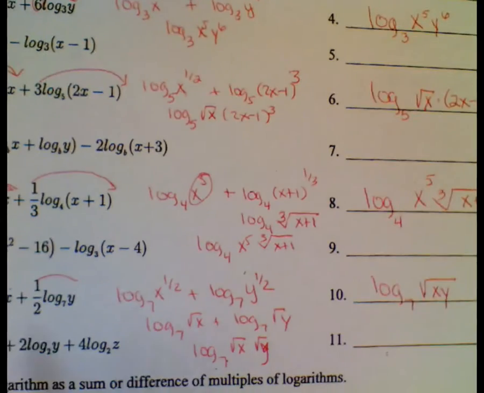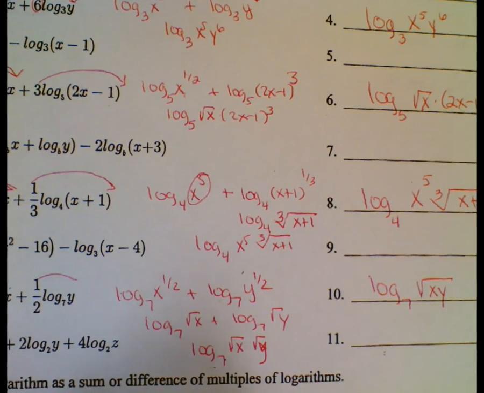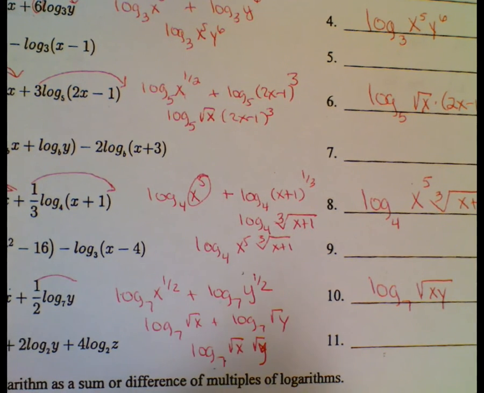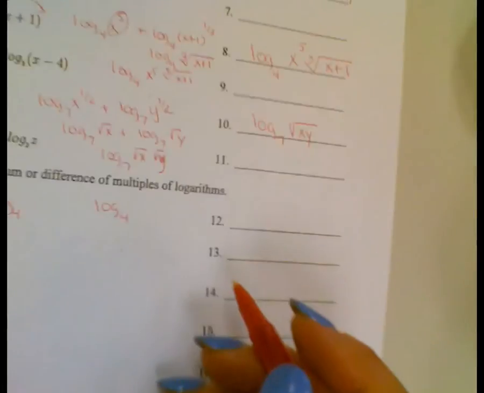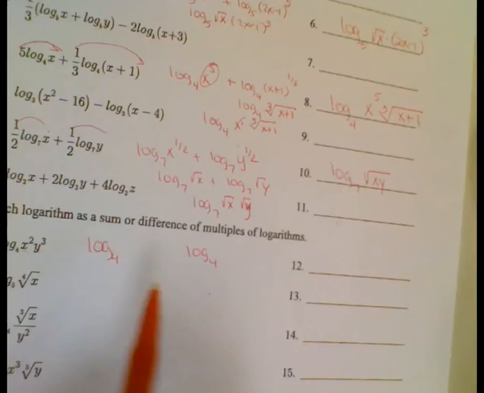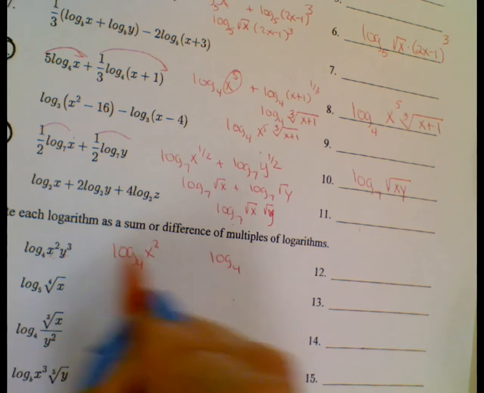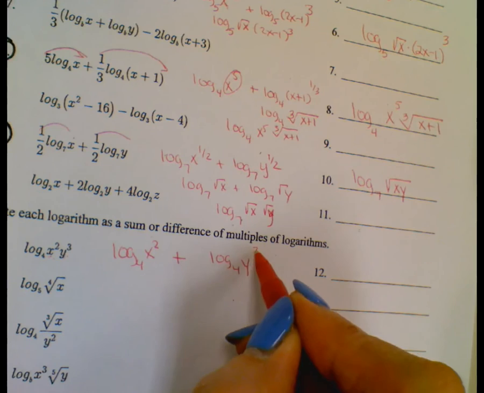Now we're going to expand them. So start by counting your factors. There's two factors, an x and a y. So we need two logarithms. Start by writing let me move this down. Start by writing two logarithms, okay? Because there's two factors. So the first logarithm gets x squared. And because you're multiplying them, there's a plus. The second logarithm gets the y to the third.